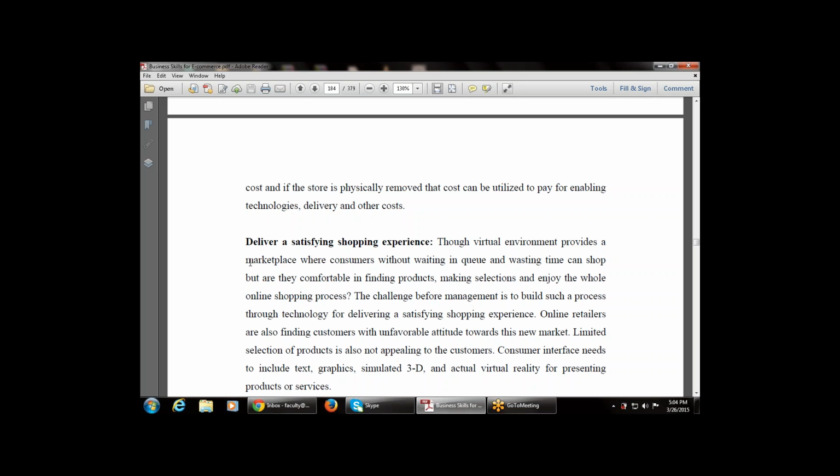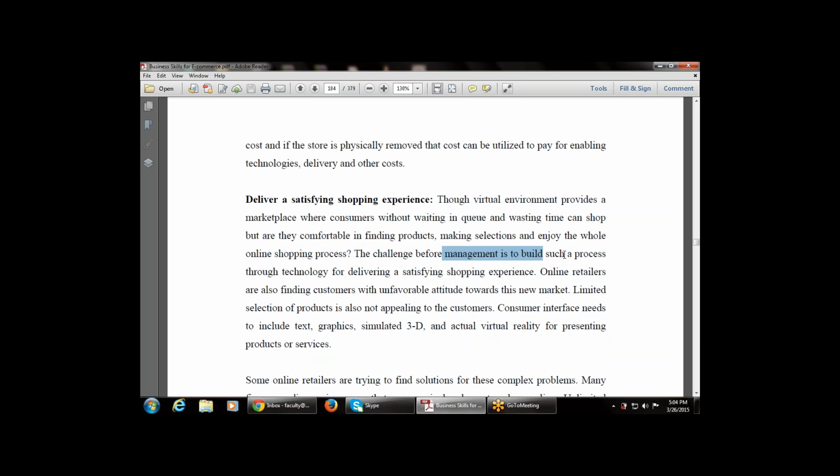Though a virtual environment provides a marketplace where customers can shop without waiting in queue and wasting time, they must also be comfortable in finding the products, making selections and enjoying the whole online shopping process. The challenge before management is to build such a process through technology for delivering a satisfying shopping experience.